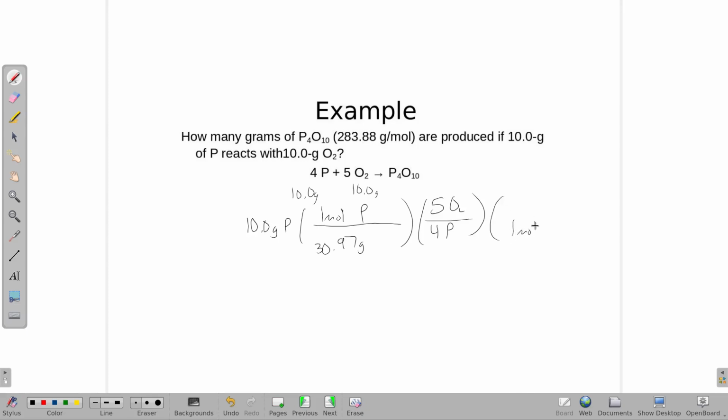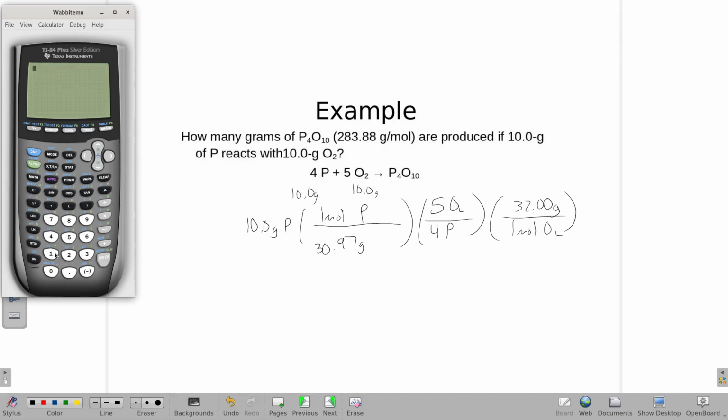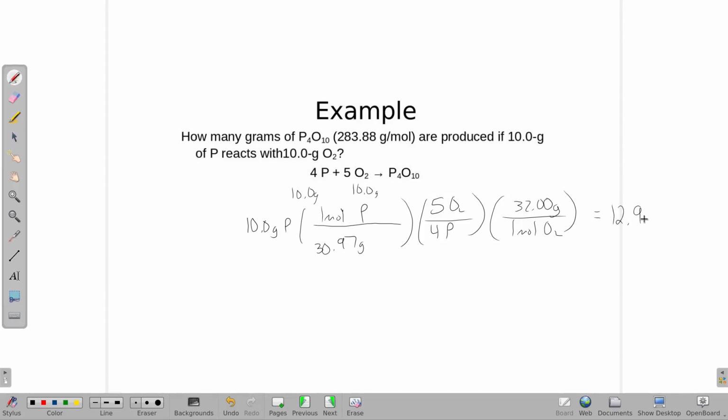And then 1 mole of O2 is 32.00 grams. So 10 divided by 30.97, times 5 divided by 4, times 32 gives me 12.9. And this would be grams of oxygen. Do I have that much oxygen? No. So oxygen is limiting.